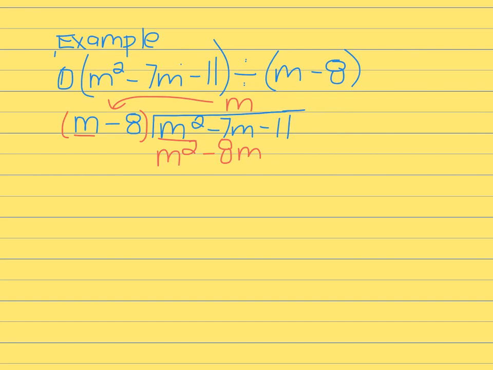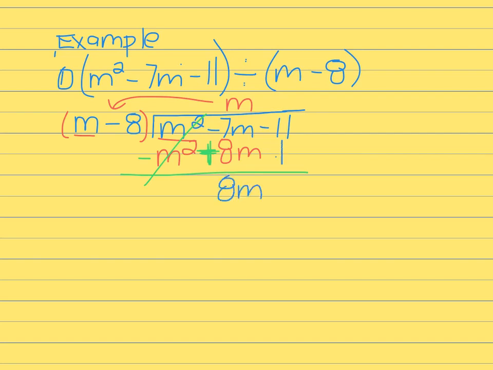Okay, so now we are ready to subtract. What I meant by changing the signs: subtracting m squared is subtracting m squared, but subtracting a negative 8m means I'm going to change this to addition, okay? So what do I get when I subtract those? Well, m squared minus m squared is 0, goes away. Then I have negative 7m plus 8m, so I get a positive 8m.